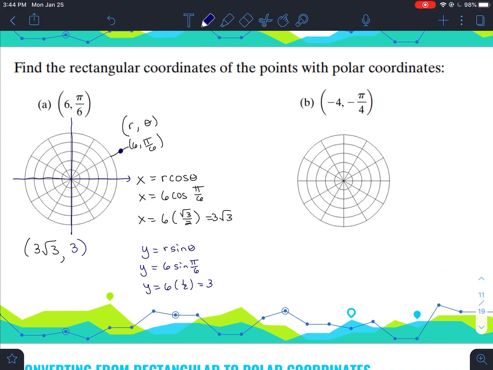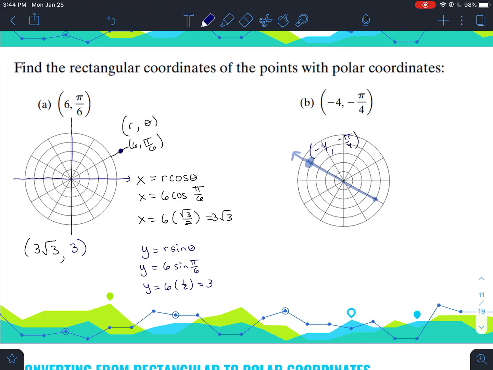All right, so negative 4, negative pi over 4. So rotate negative pi over 4, and then go out 1, 2, 3, 4, and then flip it across because the radius is negative. So that in polar form would be negative 4, negative pi over 4.